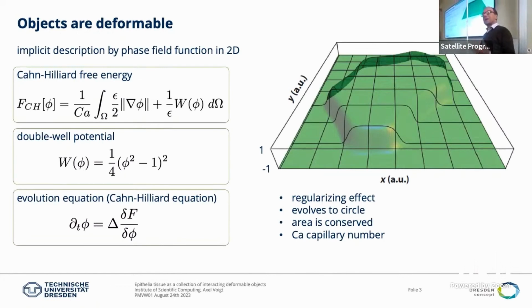So in this community, that might look like the most expensive thing you could do to describe a 2D object, but it comes with some advantages, that these things really can deform, and we have a continuous description of it. So this has just some regularizing effect. So it evolves to a circle, area is conserved, and we have a material parameter, this capillary number, which models the softness or stiffness of this cell. Okay, so we have deformable objects.